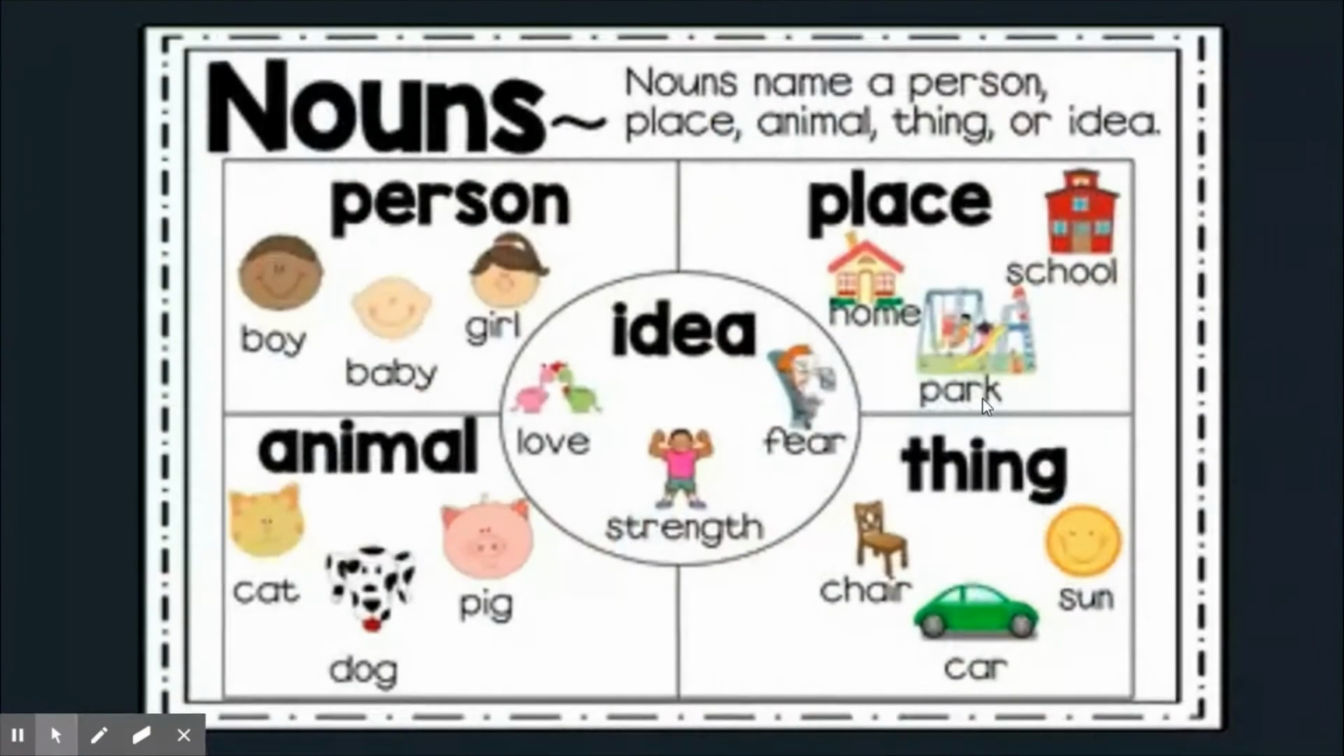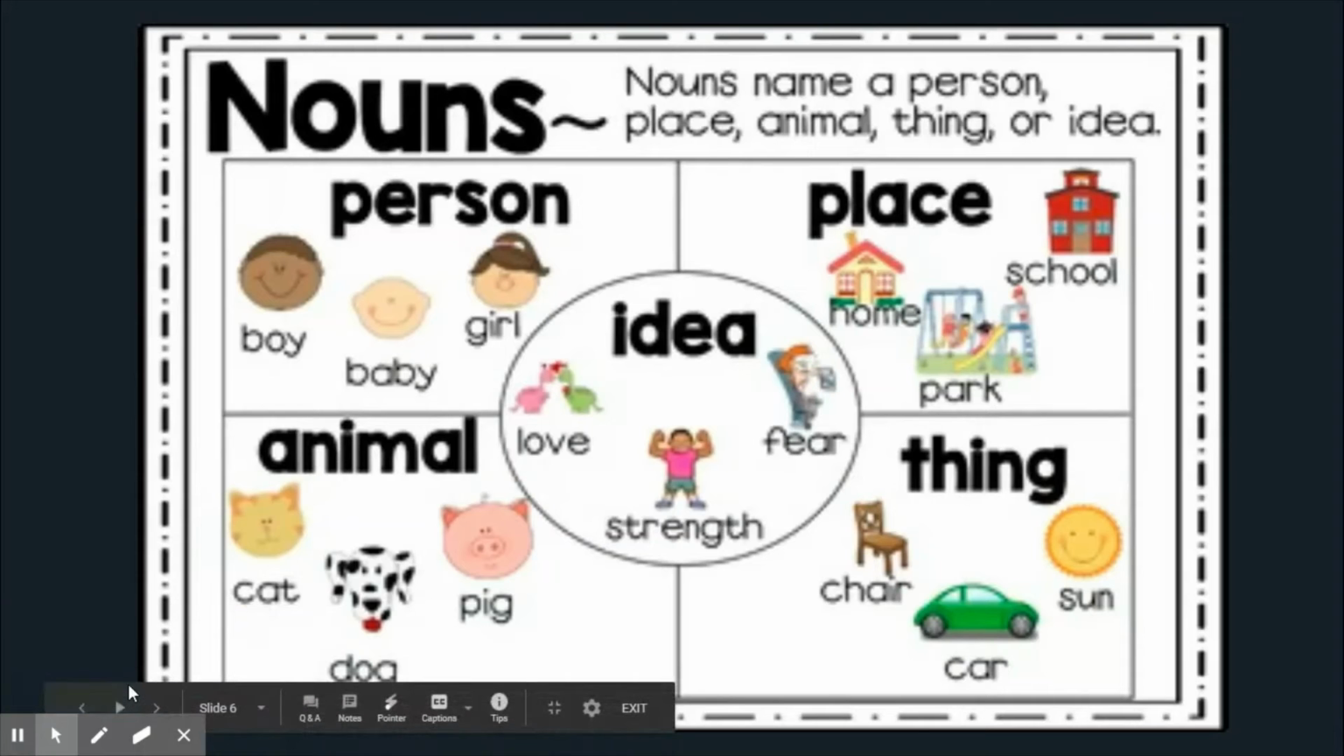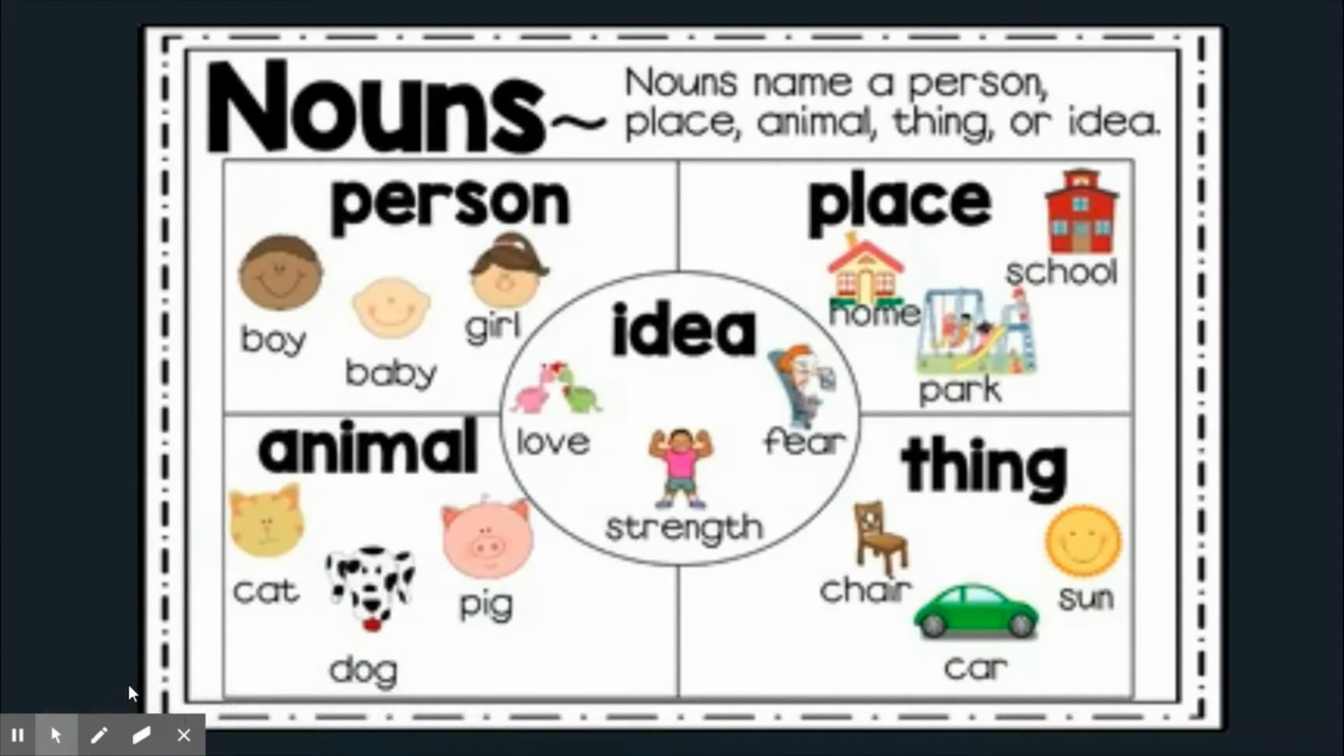Okay, so let's go ahead and put up here the definition that we have seen before. Nouns name a person, place, animal, thing, or idea. And we have some examples right here. We're not going to spend any time on this because, as I said before, we have done it already, right? So it's just a reminder so that we can build on the new lesson.